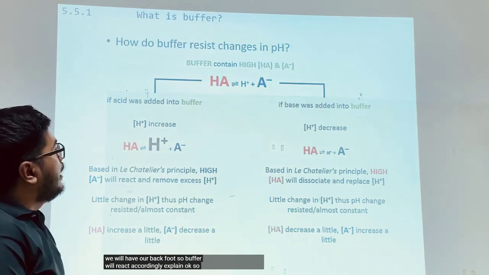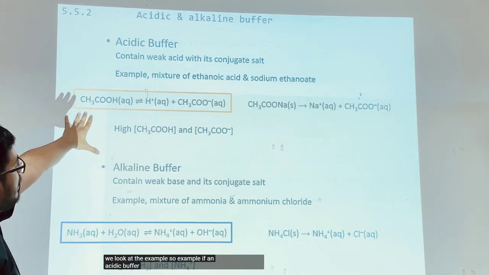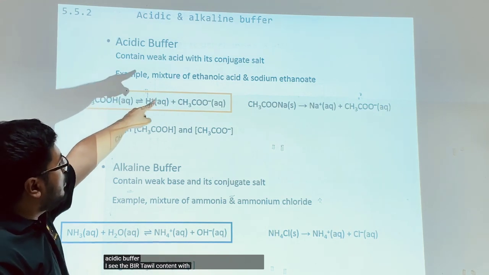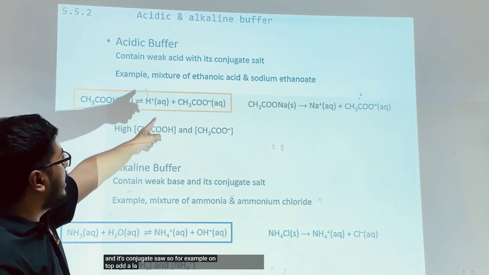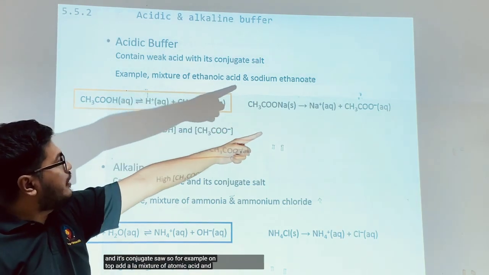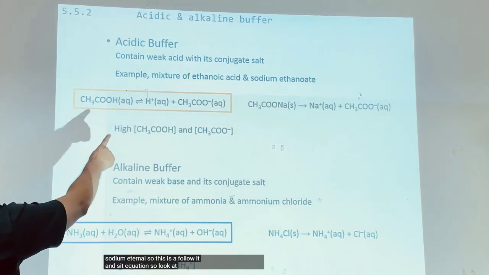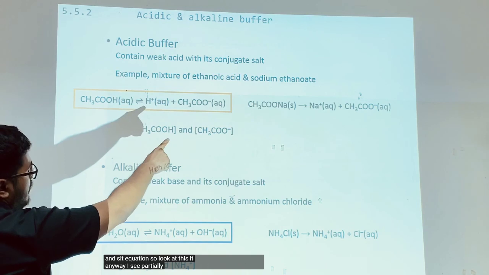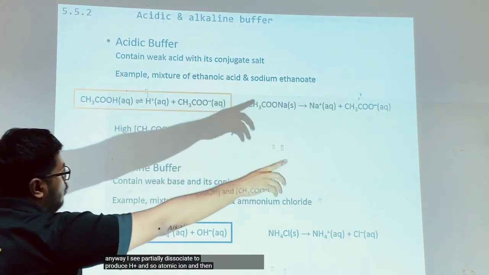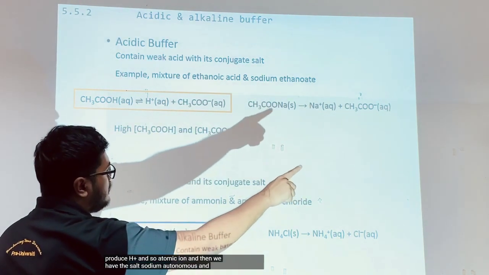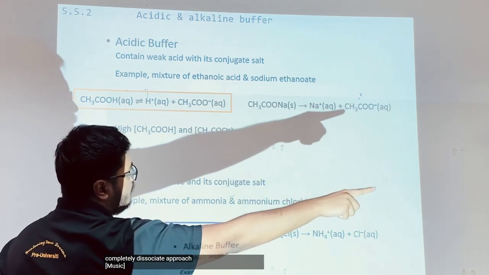Okay, so we look at the example. An acidic buffer will contain a weak acid and its conjugate salt. So for example, contohnya adalah mixture of ethanoic acid and sodium ethanoate. So this is the ethanoic acid equation. Ethanoic acid partially dissociates to produce H plus and ethanoate ion. And then we have the salt, sodium ethanoate. Sodium ethanoate completely dissociates to produce sodium ion and also ethanoate ion.